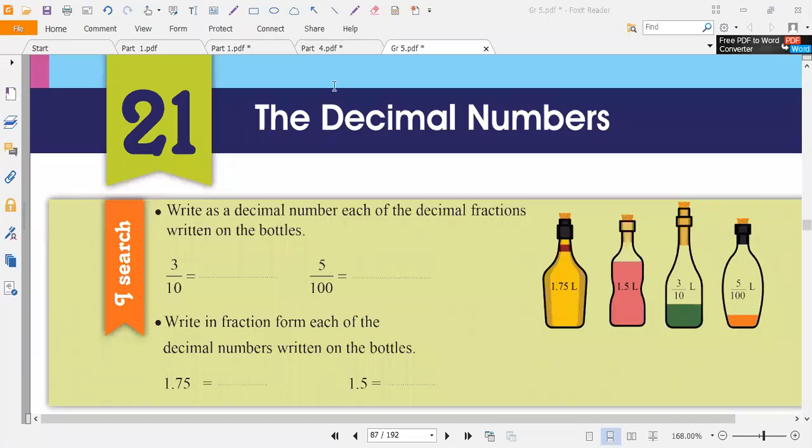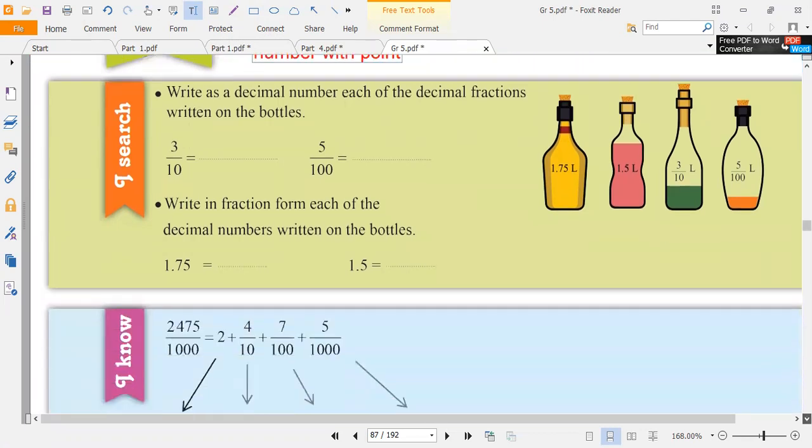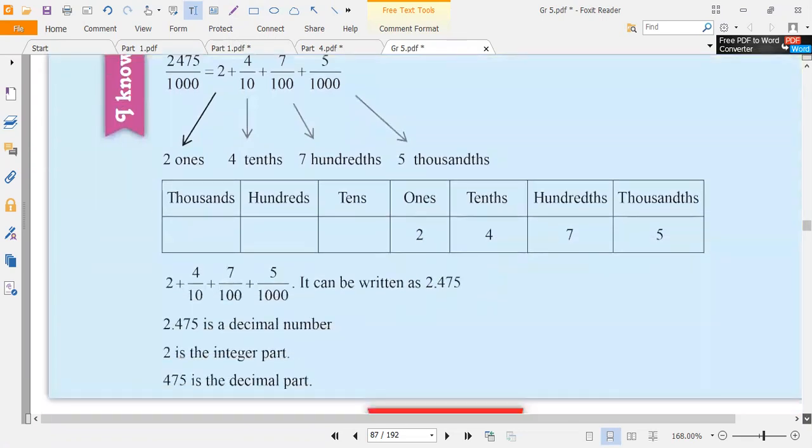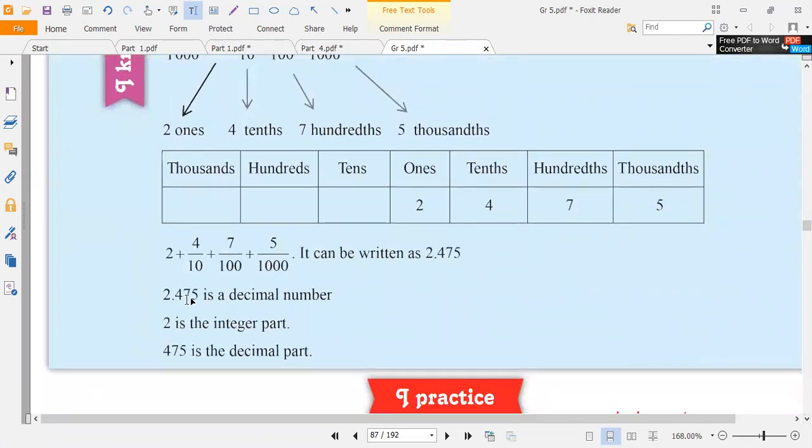Hello, in this video we are going to take a new chapter, chapter 21, the decimal numbers. What is the meaning of a decimal number? It is a number with a point, a number that has a point. Let's take an example. For example, 2.475 is a decimal number because it has a point.